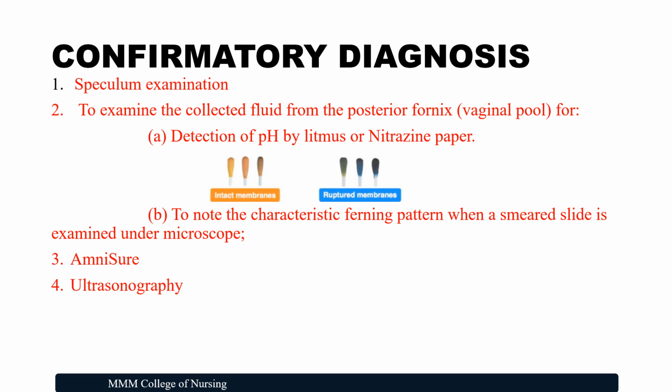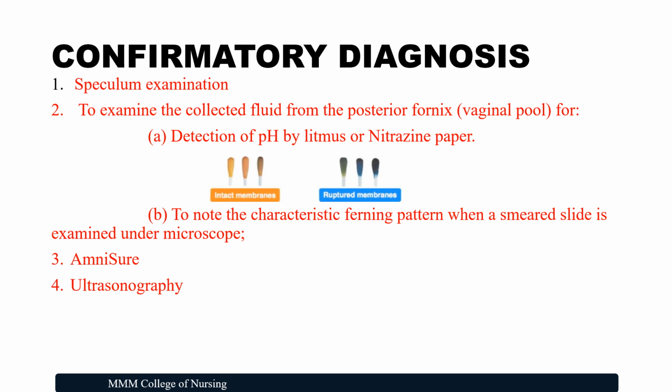What are the confirmatory diagnoses? First one is speculum examination. It is done taking aseptic precautions to inspect the liquid escaping out through the cervix. Second is to examine the fluid collected from the vaginal pool for detection of pH by litmus paper. Nitrazine paper turns from yellow to blue at pH more than 6. The normal pH in pregnancy is 4.5 to 5.5. Then note the characteristics.